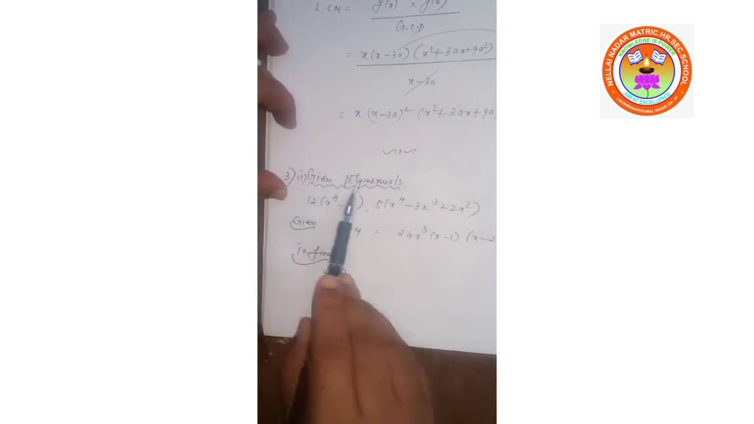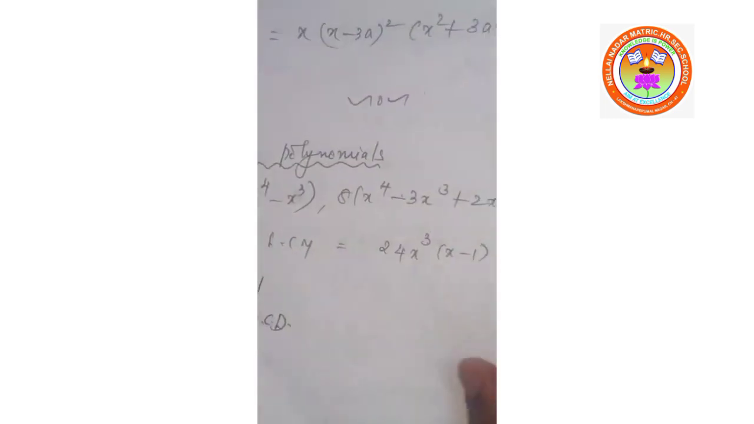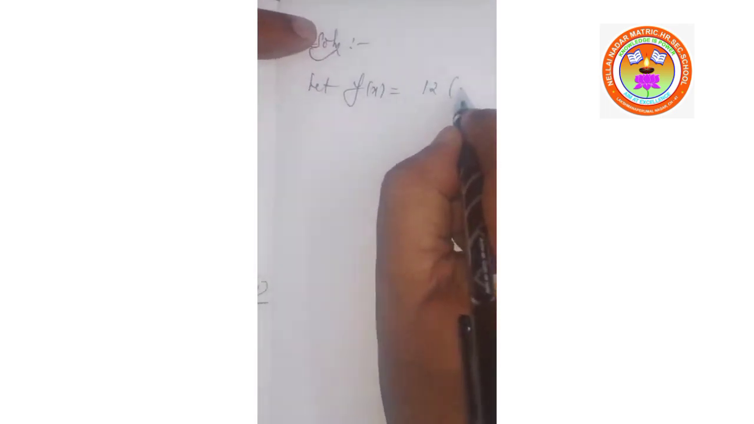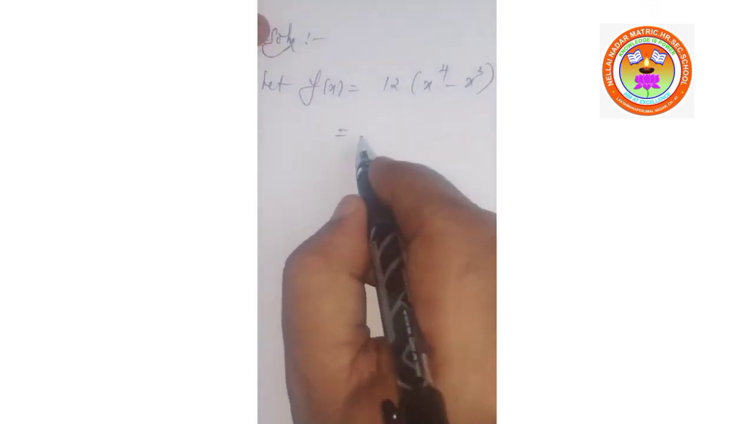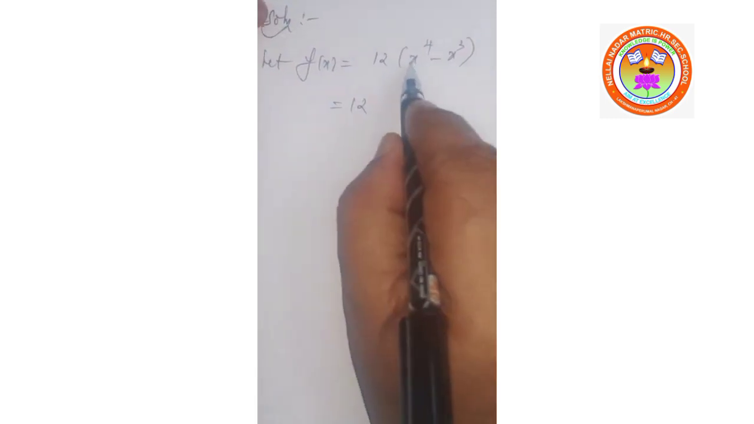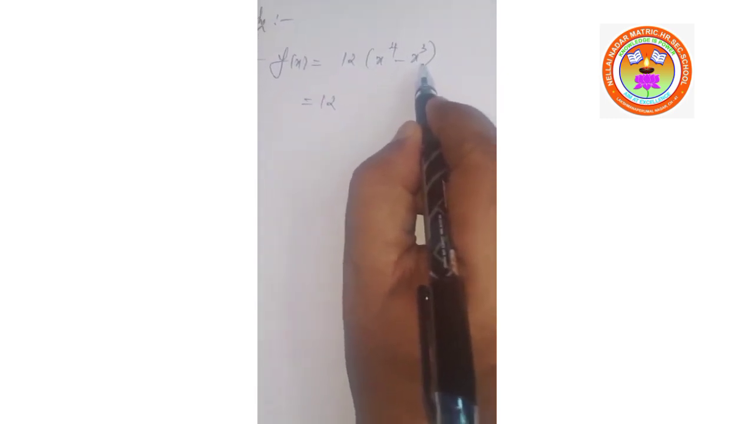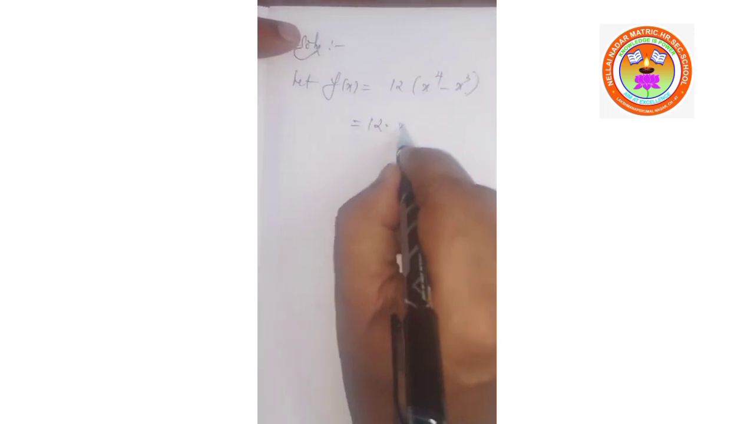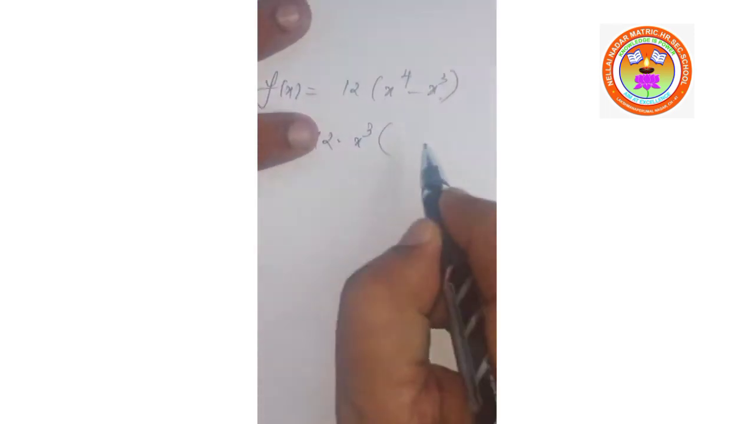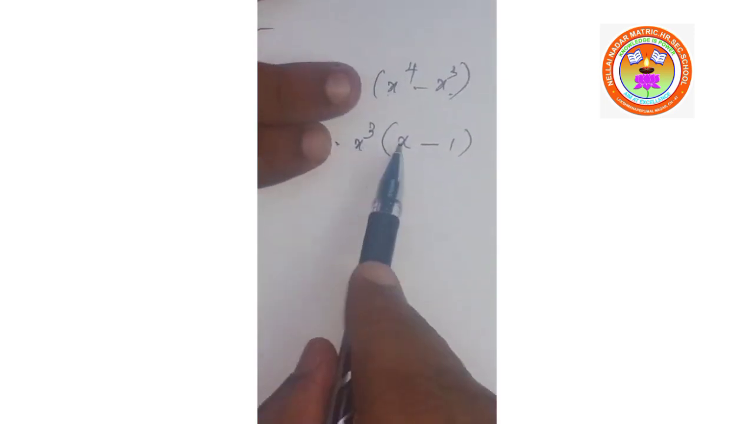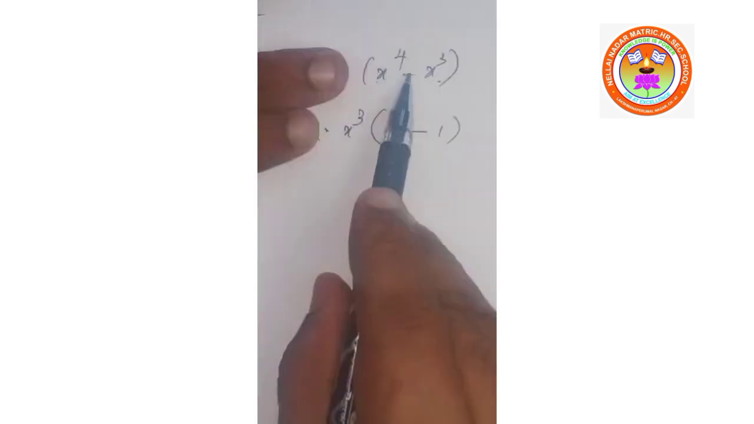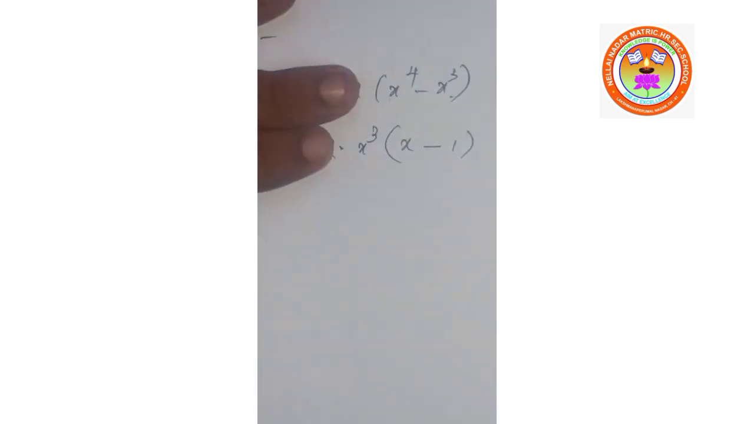I consider the first polynomial as f of x, second polynomial as g of x. Let f of x equals 12 into x power 4 minus x cube. 12, write as it is. x power 4, x cube, which one is common? Which one is the least? x cube. So obviously x cube is common. After taking x cube as common, what I have here is x and minus 1, correct? x cube into x is x power 4, minus 1 into x cube equals x cube.